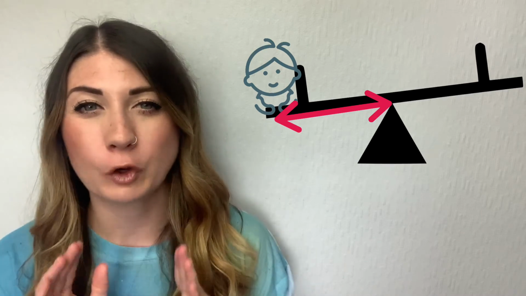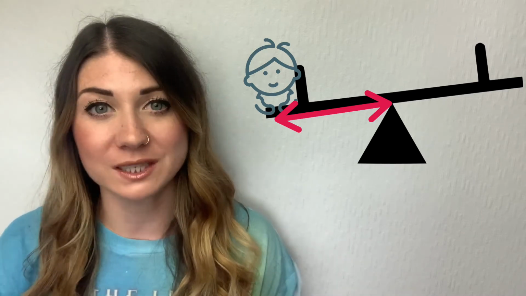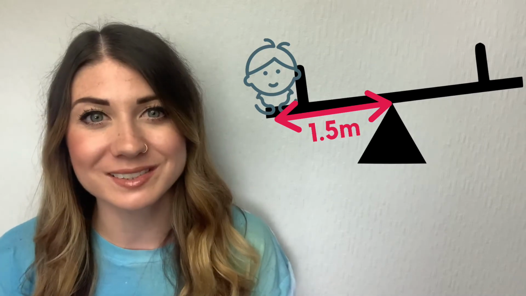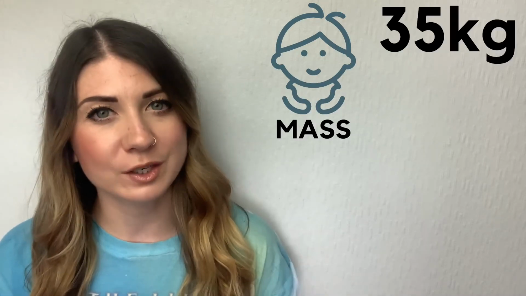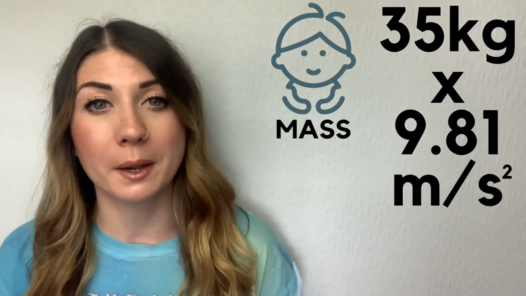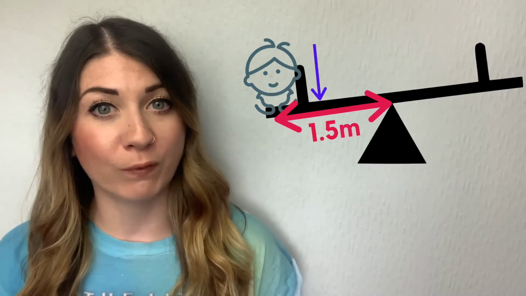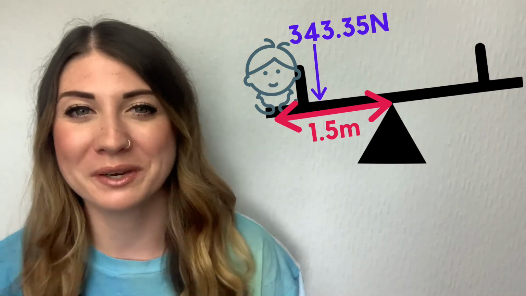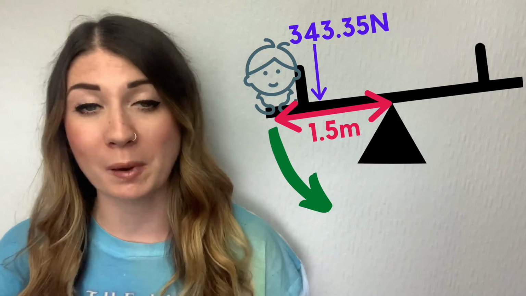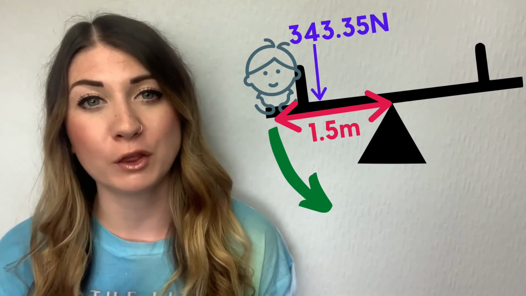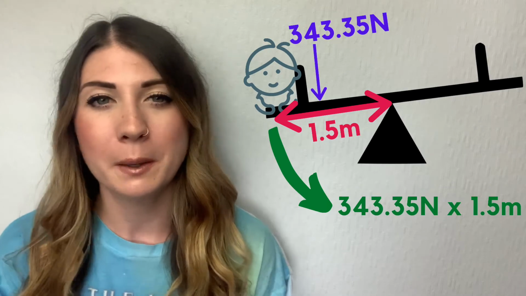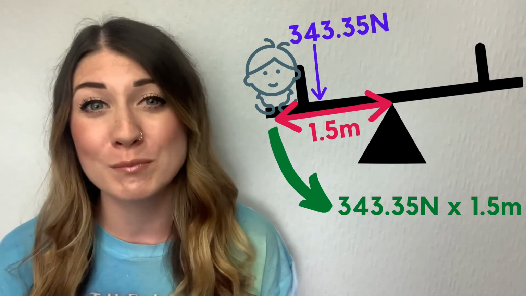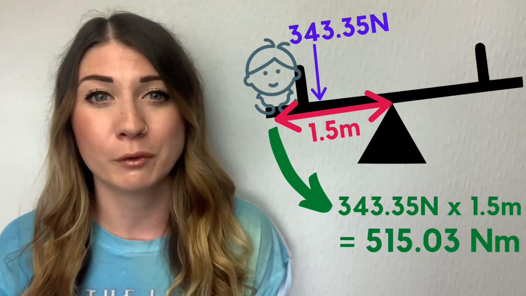So let's say we've got our measuring tape and the distance between the pivot and the child is 1.5 meters. We then work out the force applied by multiplying the mass of the child, say 35 kilograms, by 9.81 meters per second squared. So therefore the force applied is 343.35 newtons. Now finally we can work out the moment, and we do this by multiplying the force by the distance. So we multiply 343.35 newtons by 1.5 meters, which gives us a moment of 515.03 Newton meters. That was fun!